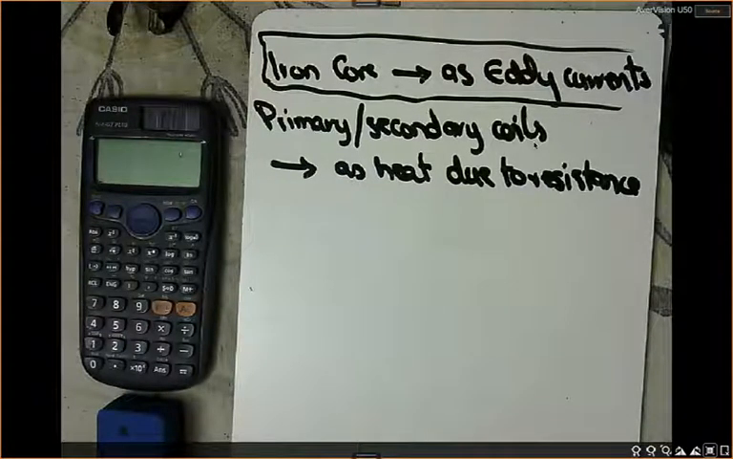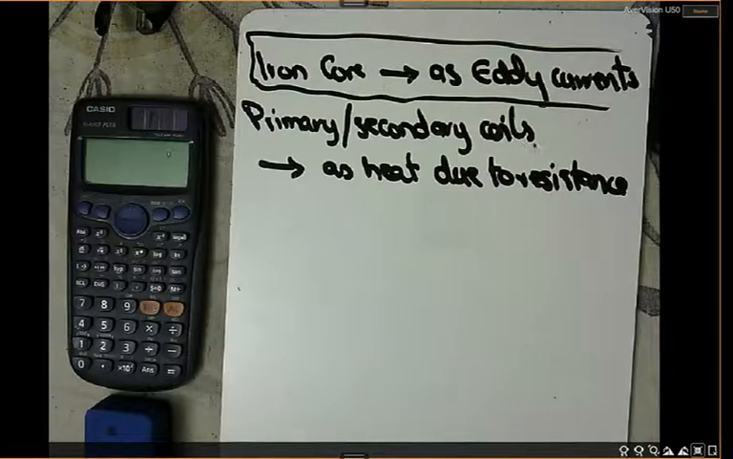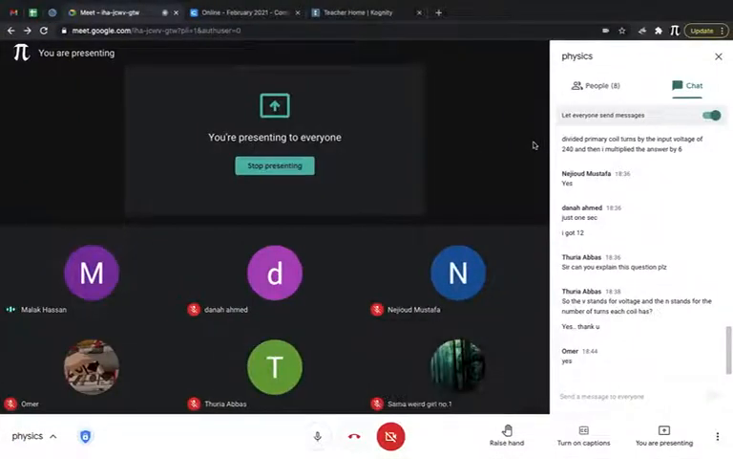That's why the iron core is laminated, and I stated that in the last lesson. We talked about the iron core and the lamination and what the meaning of laminating the iron core is. Okay? Mr. Asad? Yes. I'm sorry, but can you tell me what an eddy current is?